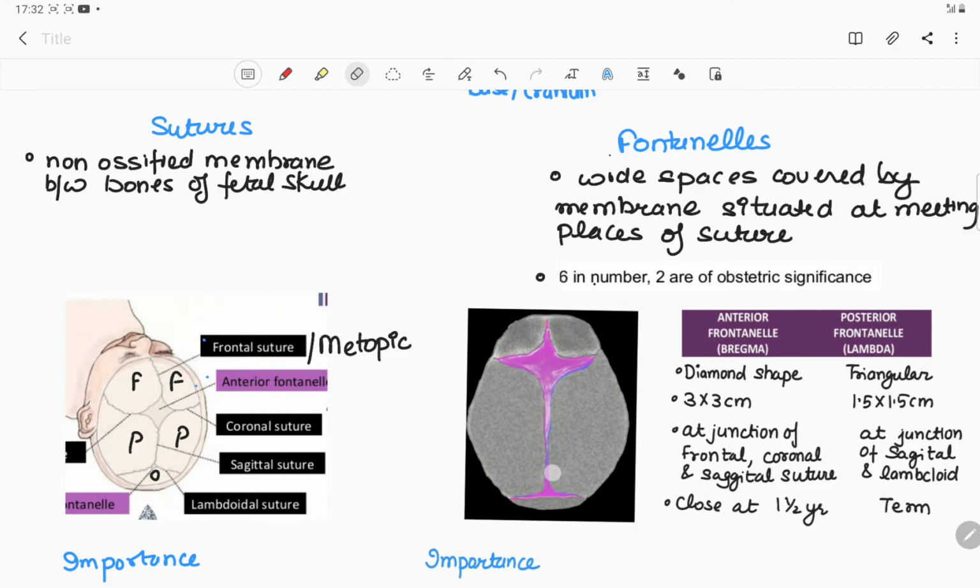Second one is posterior fontanelle, also called as lambda. It is of triangular shape and measure about 1.5 into 1.5 centimeter, present at the junction of sagittal and lambdoid suture, and it closes at term gestation.